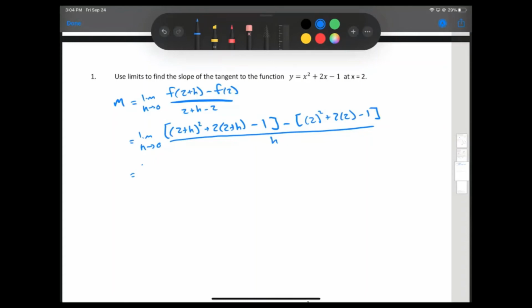So now, still doing the limit, haven't actually calculated anything yet or worked with it yet, so it stays. And on the top, I'm going to expand that and see what I get. And I think the answer is 4 plus 4h plus h squared plus 4 plus 2h minus 1 minus 4 minus 4 plus 1, if I take that negative in front of the bracket into account.